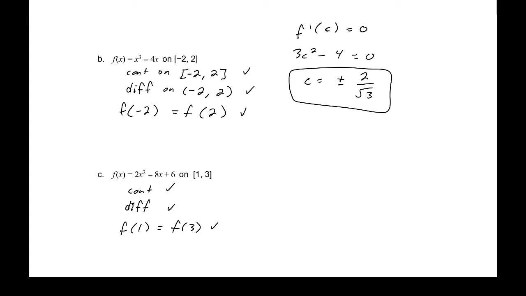So we'll take f prime of c equals 0 and solve for values of c. The derivative of that function is 4x, so that will be 4c minus 8 equals 0, and that shows that c is equal to 2. So that is our value of c guaranteed by Rolle's theorem.